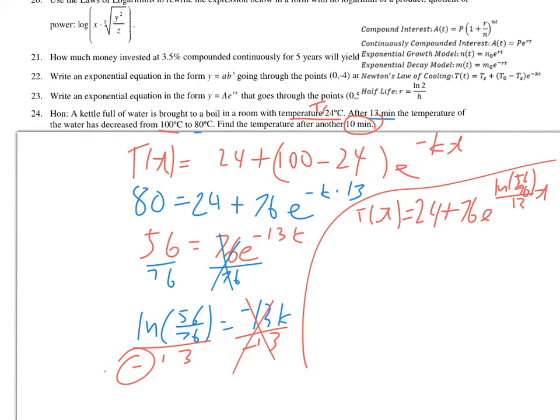And so now after another 10 minutes, that's after the 13 minutes, so it's really asking for T of 23. I would just plug in a 23 for t. So my exponent will say ln 56 over 76 over 13 times 23. If you type that in, you should get the right answer.